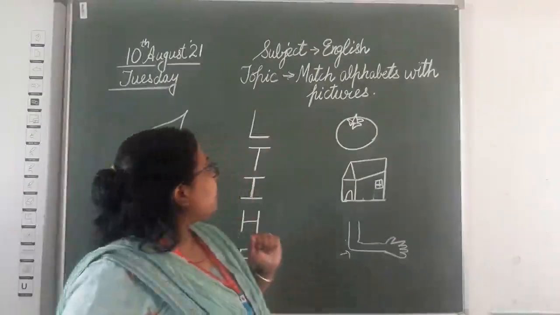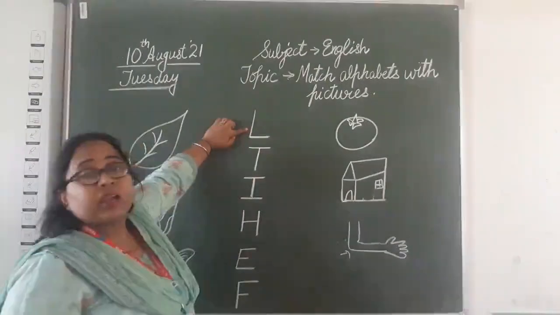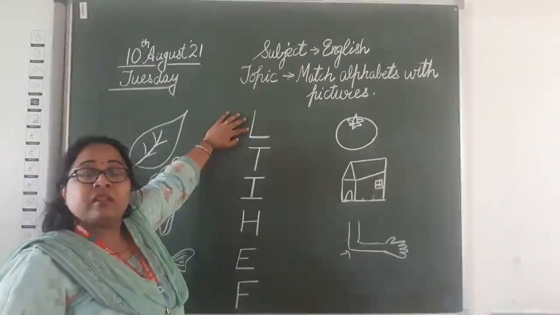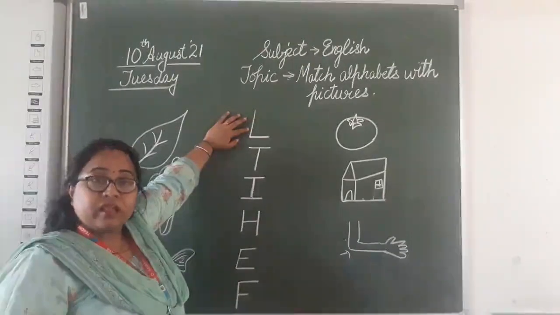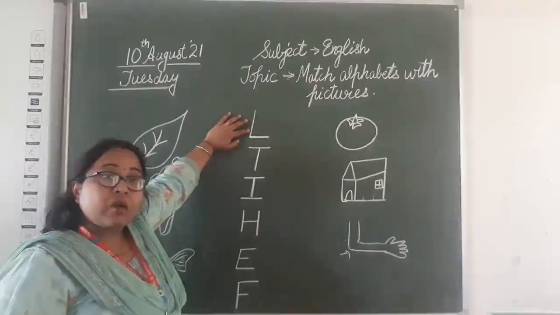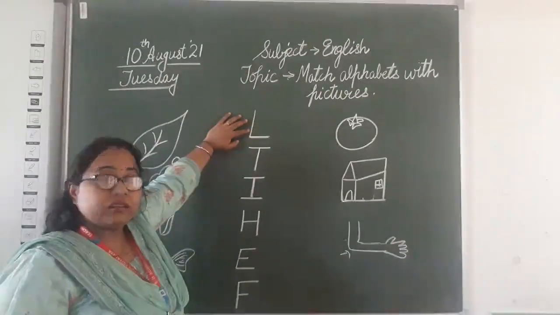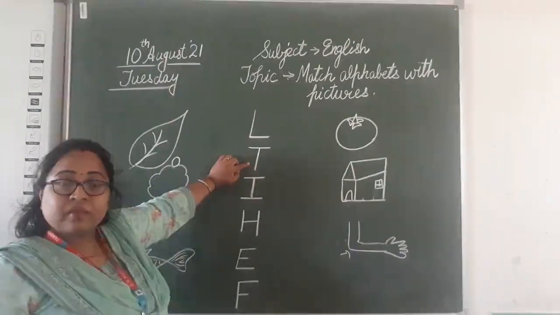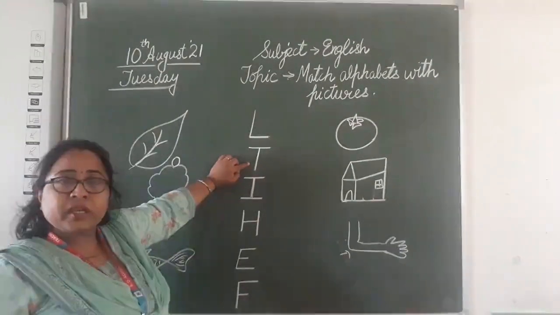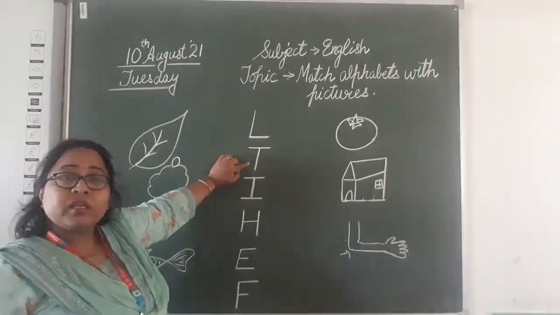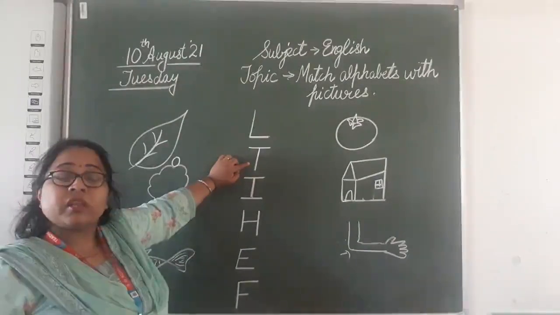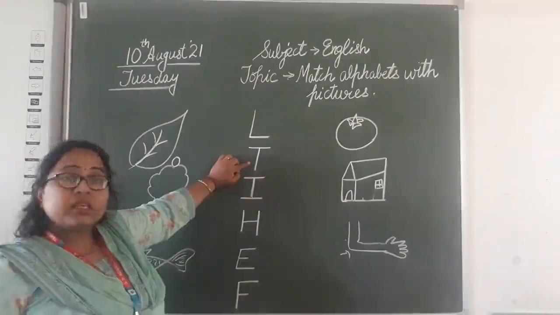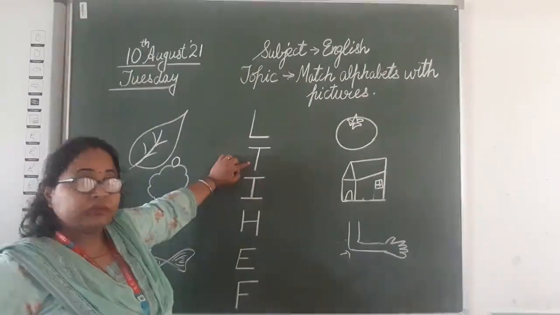So which are those alphabets, class? L. What is the sound of this alphabet? L. And the sound is L. Then we have T. What is the sound of this alphabet? Tree, tomato, train. What sound is coming? T. So T says T.